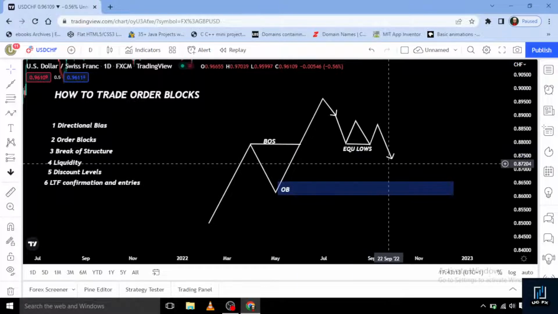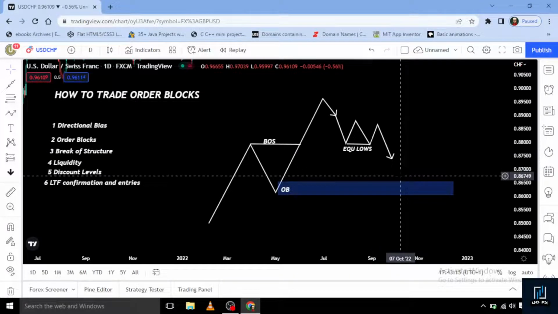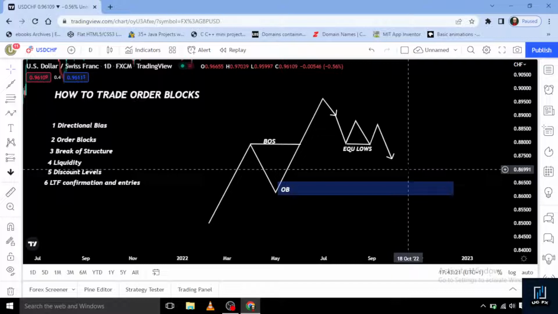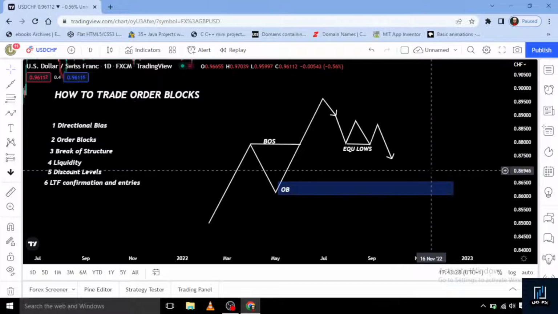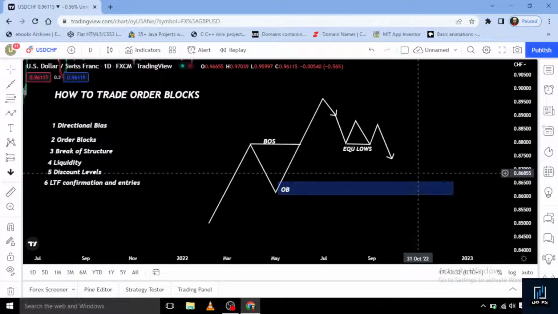So you need to as well wait for price to tap into this area, form another order block in your 15 minutes time frame, wait for that same lower time frame break of structure, just like we have here, wait for another liquidity formation, grab and tap into a discount level and order block formed in that 15 minutes time frame. So let me actually show you that here.